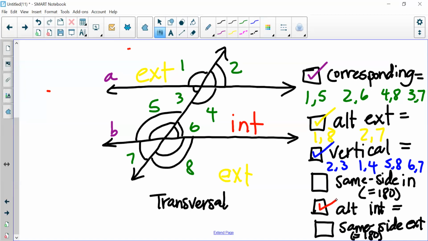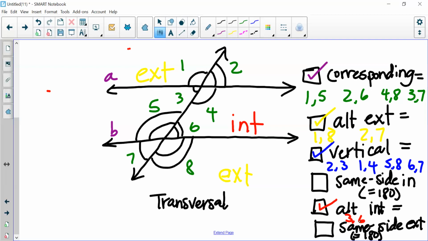Y'all, if we're talking about interior angles, what 4 angles would we not discuss if we're talking about interior angles? 1, 2, 7, 8. Good. 1, 2, 7, and 8 because they're on the exterior. Y'all, what 4 angles are on the interior? Okay, good. 3, 4, 5, 6. Now, y'all be careful. What angle is alternate interior to angle 6? Good. Angle 3 and angle 6 are alternate interior.